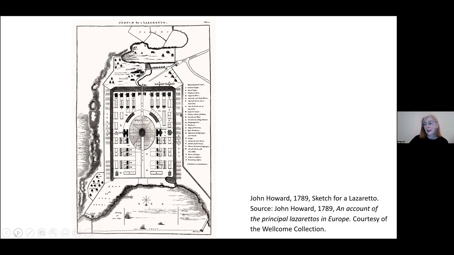Please note that the language and the terminology used to discuss people with health problems in the past was often derogatory, offensive, and stereotypical. And as a historian, the terms and phrases that were applied can be seen as evidence of the attitudes of the time as well.